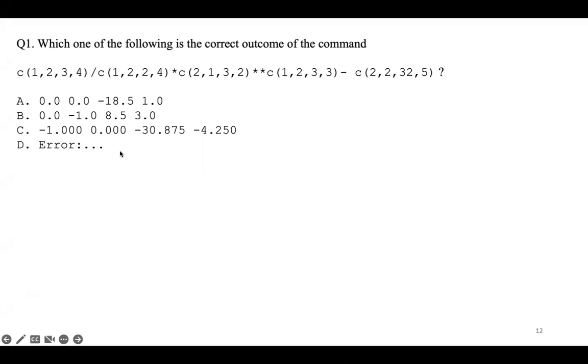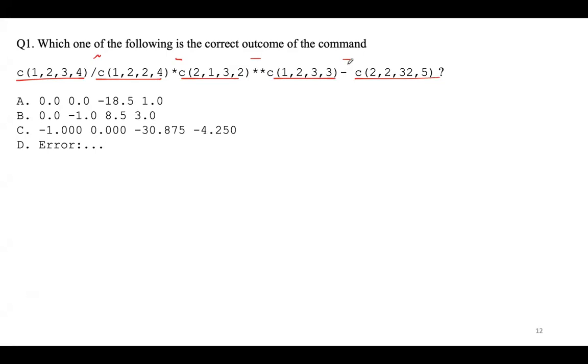I'm not very sure there's a lot of point in calculating this manually right now, but what we can figure out right now is what's going to be solved first. So you have a vector here. Okay, there are 5 vectors in this question, and basically we have 4 operations: this one, this one, this one, and this one. Out of these 4 operations, which one is going to be solved first? There's a division, a multiplication, a power, and a minus.